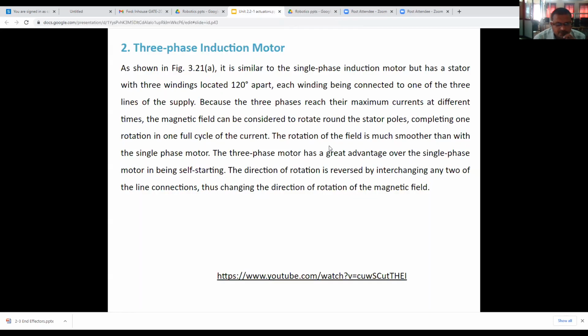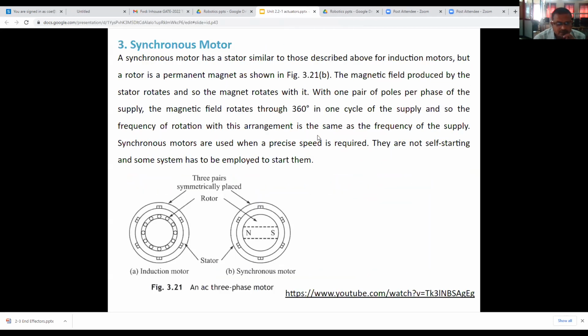Therefore, this is nothing but a three-phase induction motor. Next is the synchronous motor. See that this is the synchronous motor, this is the rotor, this is the stator. A synchronous motor has a stator similar to those described above for induction motors, but the rotor is a permanent magnet as shown in figure. See that this is the rotor which is a permanent magnet.